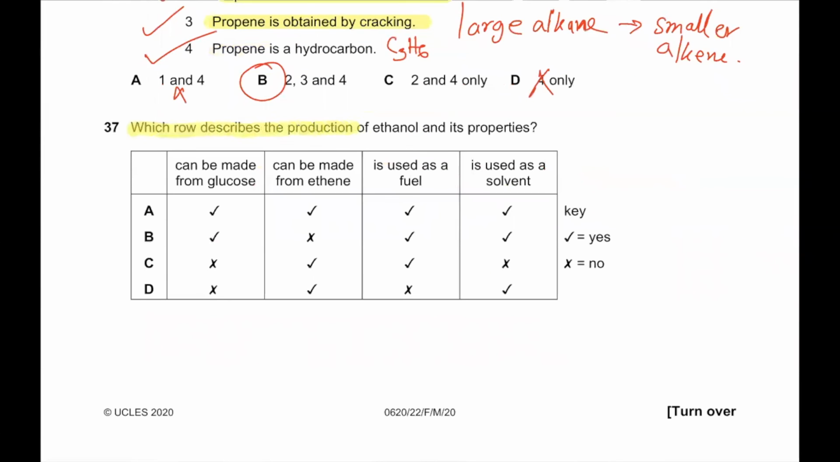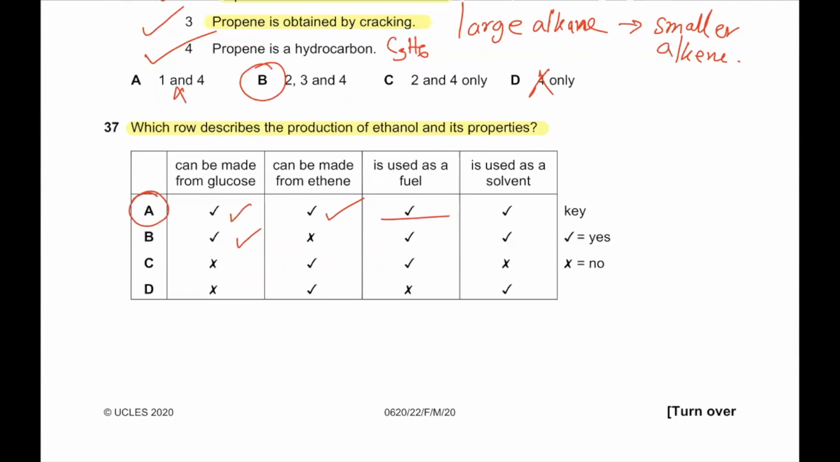Which row describes the production of ethanol and its properties? Guys, when doing a question like this, I would definitely ask you to go back and revise the manufacture of ethanol in 2 different processes. Number one process is the hydration of ethene. The other process is fermentation. Guys, please have a look at that. Yes, ethanol can be made from glucose. It is correct. Can be made from ethene. Also correct, which gives us A to be the correct answer.